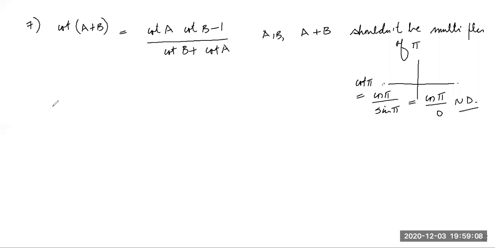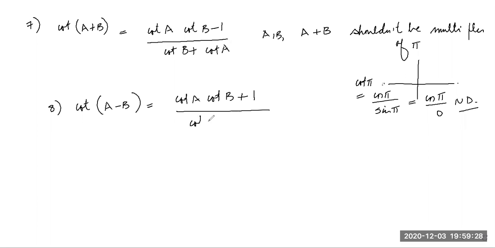Now comes the last formula, that is cot of A minus B. Well, students, here we'll have cot A cot B plus 1 divided by cot B minus cot A. And the condition is the same. A, B, A minus B should not be multiples of pi.